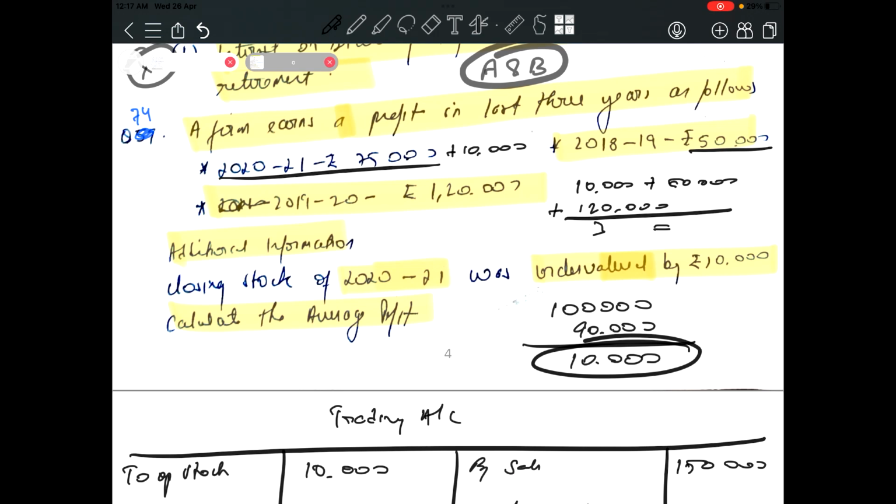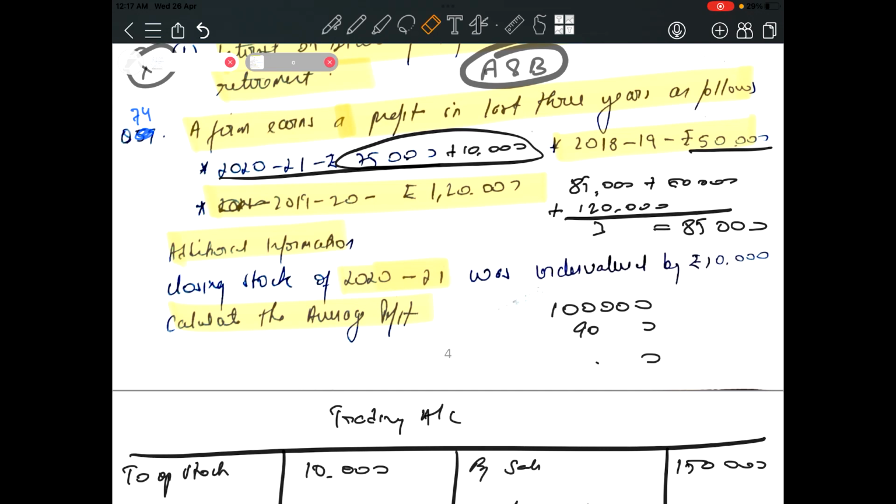This 2, when you add this 2, it will be 85,000. Okay, 85,000 plus 50,000 plus 1,20,000 divided by 3, the right answer will be 85,000. So the average profit is 85,000. I hope this is clear to you.